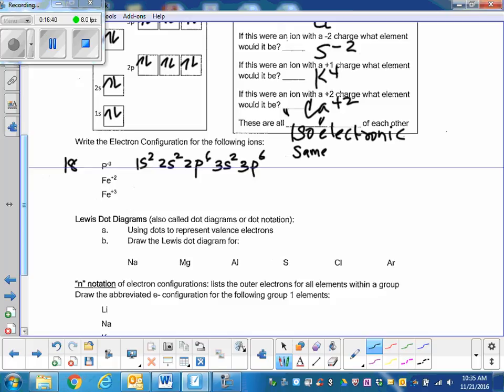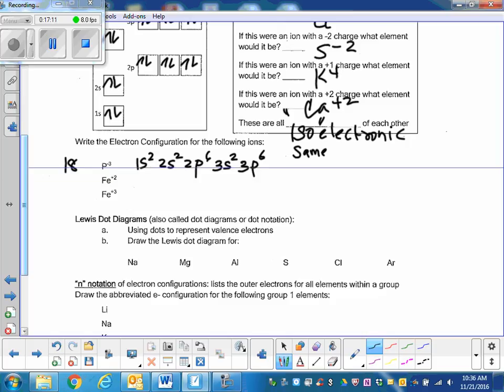Okay, here comes the hard part, and I need my students to listen and understand this. Iron is making a +2 ion. Where will it lose its 2 electrons from first? We talked about this just a little while ago. Where will it lose from? 4s.